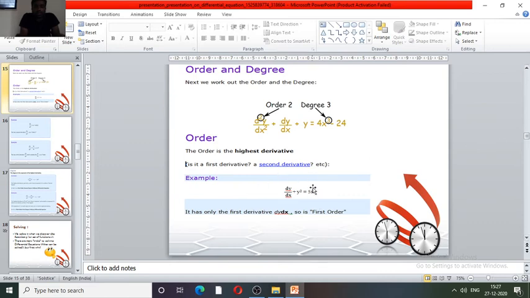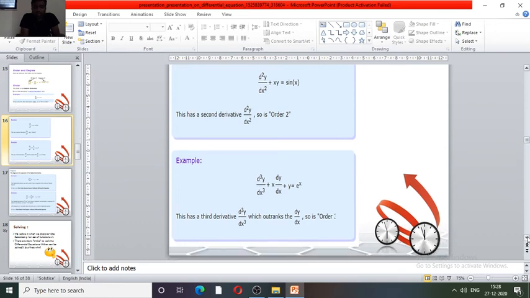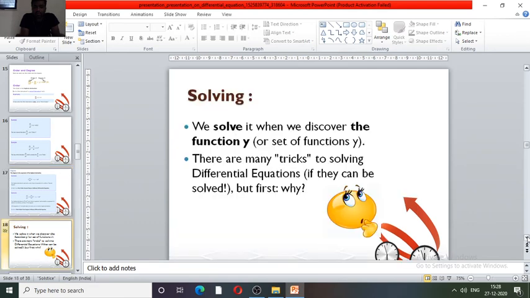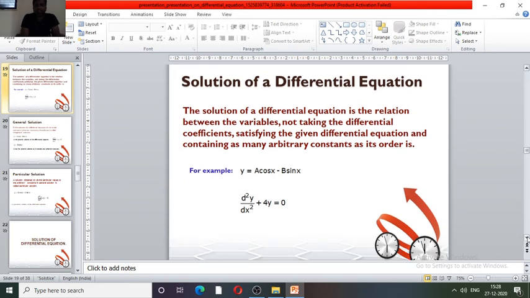In a similar manner, if we write dy by dx plus y square is equal to 5x, in this case the highest order derivative is 1, so we say that the order of the given differential equation is 1, and the highest order derivative has power 1, so we say that the degree of this given differential equation is 1. Here I will also discuss some problems based on the order and degree of a differential equation. The order and degree of a differential equation is not a difficult thing to discuss.